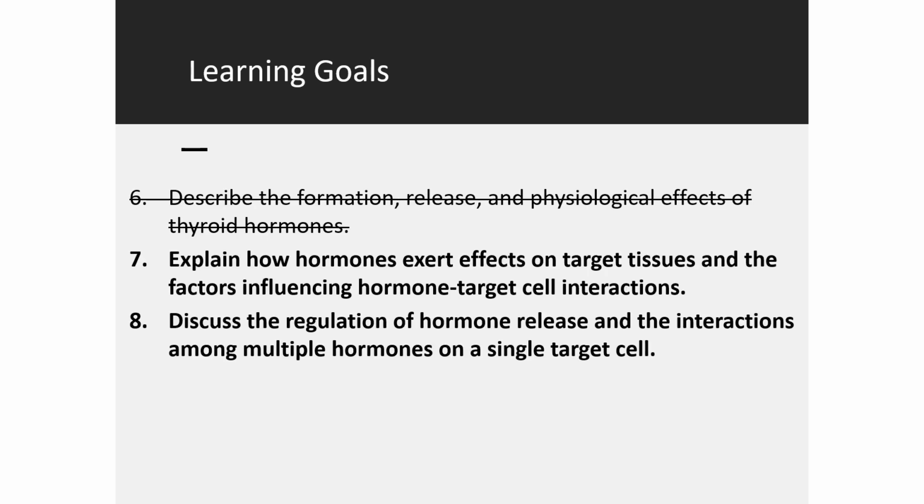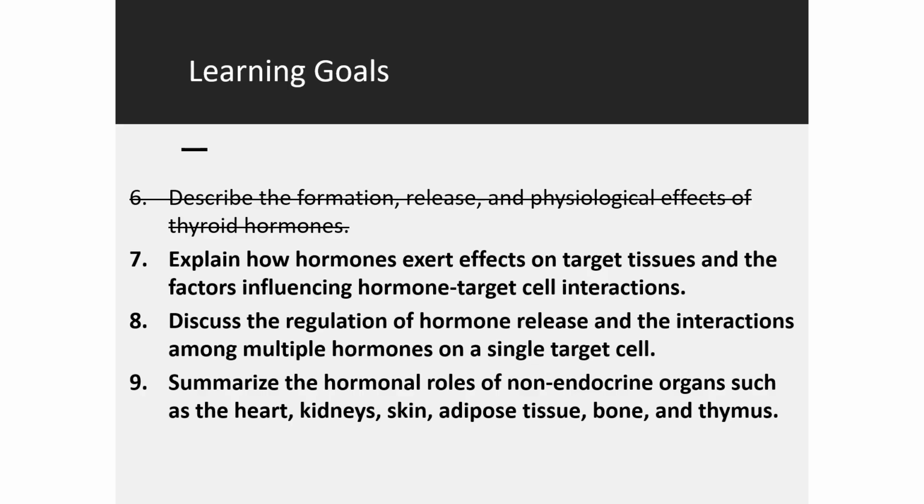In this final video on the endocrine system, we are going to explain how hormones exert effects on target tissues and the factors influencing hormone target cell interactions. We're going to discuss the regulation of hormone release and the interactions among multiple hormones on a single target cell. And then finally, we're just going to spend a little bit of time and talk about some of the other areas throughout the body where we have hormonal roles of non-endocrine organs. Okay, so we'll talk about the heart, the kidneys, the skin, adipose tissue, bone, and the thymus.